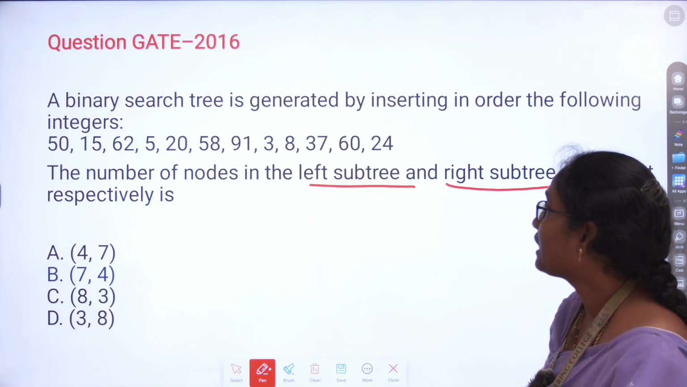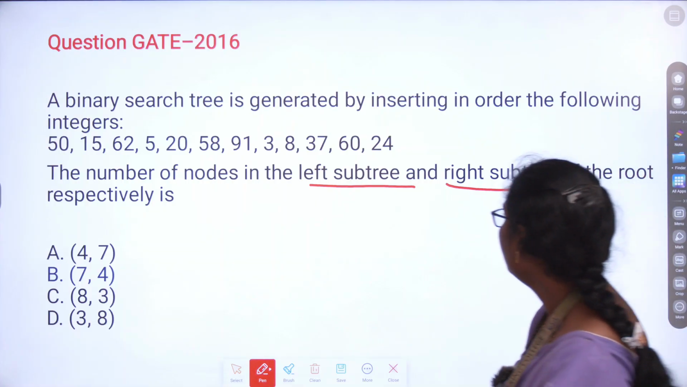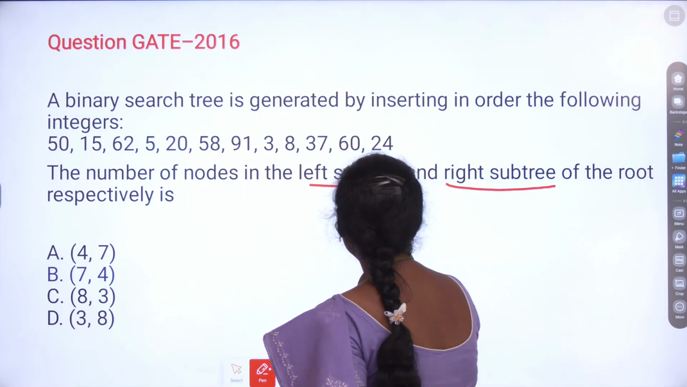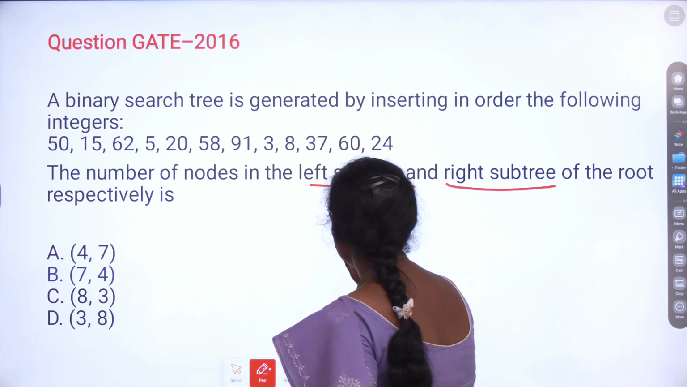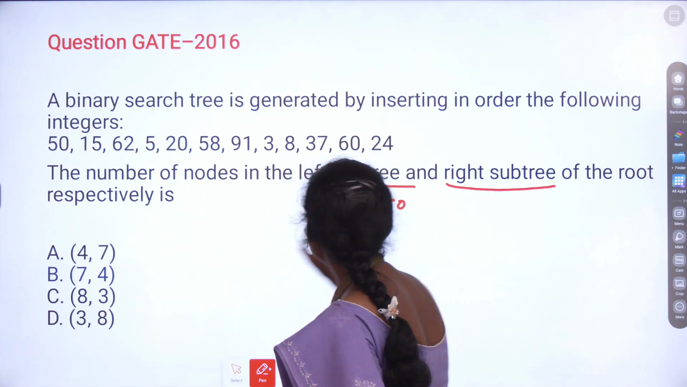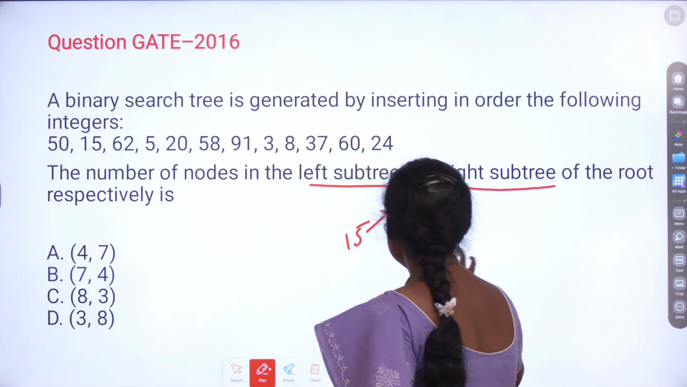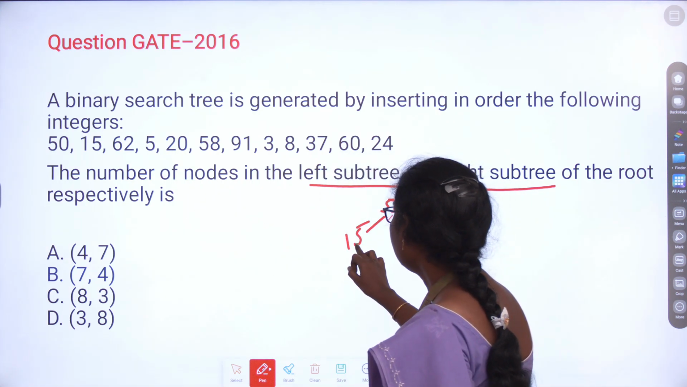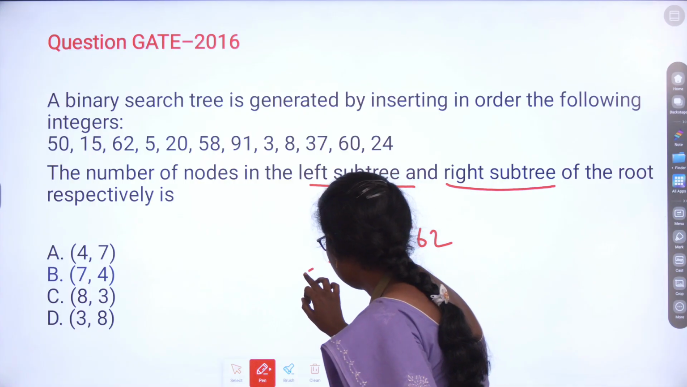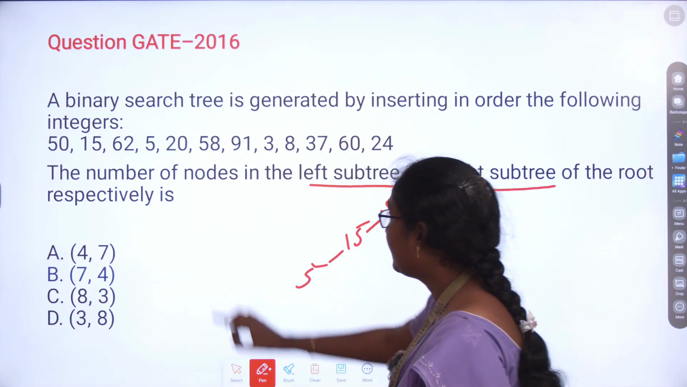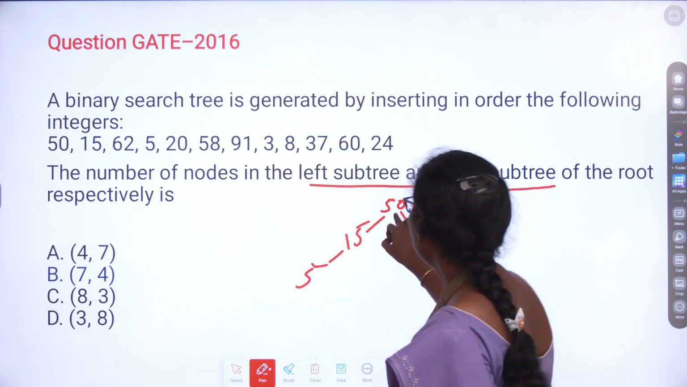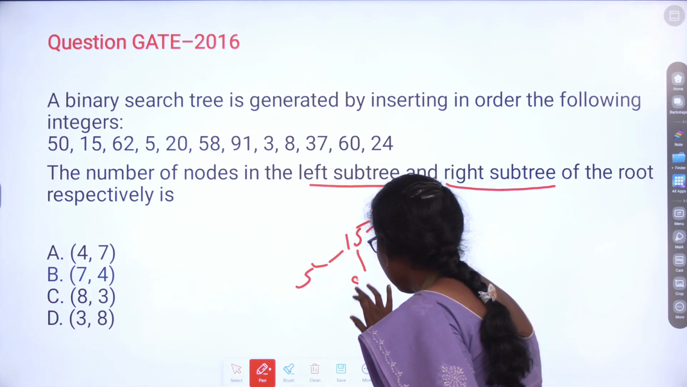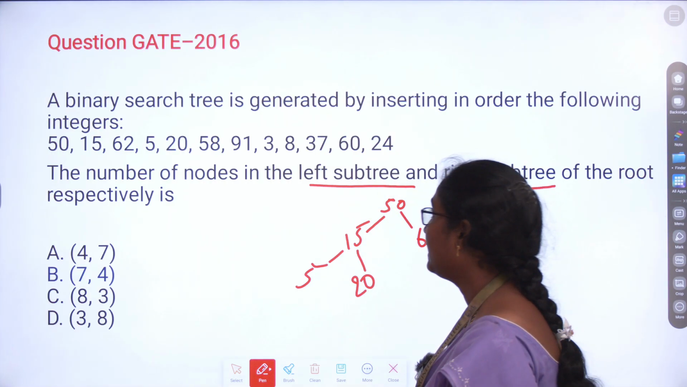Okay, first we need to construct the binary search tree. The first element is what? 50. Compare 50 with 15, greater, right side you have to insert. 62, which is greater, insert at the right side. Take 5, compare with 50, lesser, compare with 15, which is lesser, insert at the left side. Take 20, compare with 50, which is lesser, compare with 15, which is greater, insert at the right side.